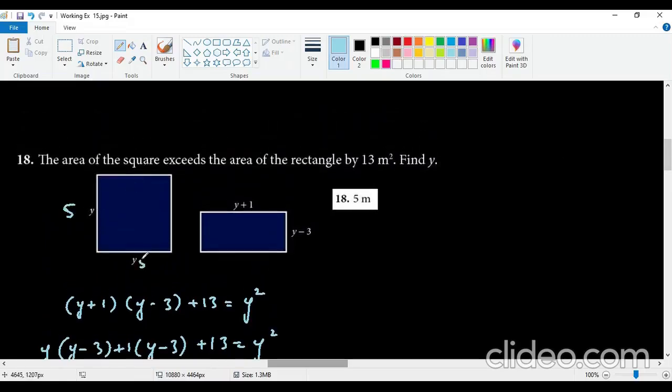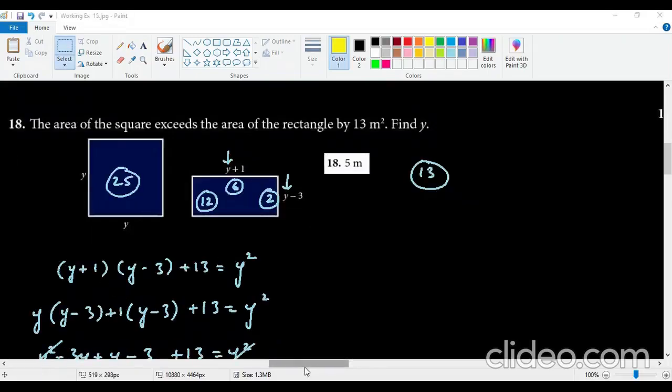So the area of a square is 25. Now, this is 5, so 5 plus 1 is 6. This side is 6, and this is 5 minus 3, so 5 minus 3 is going to give us a 2. So 6 times 2 is 12. The area of this rectangle is 12. The area of a square is 25. So the difference between 25 and 12 is 13. Get it? That makes sense.